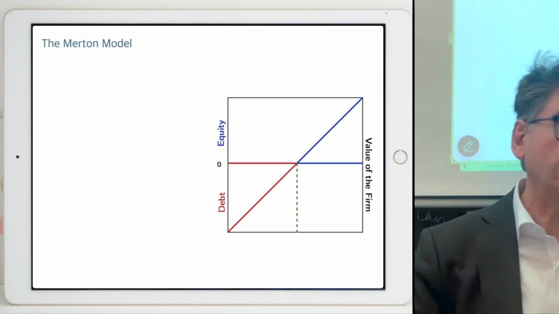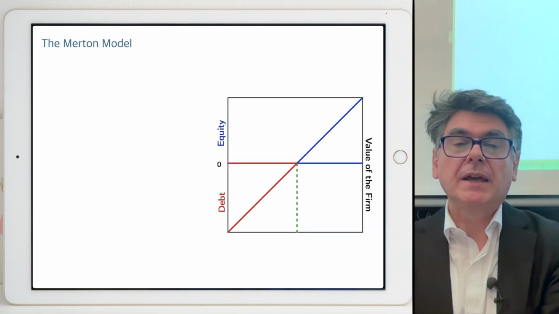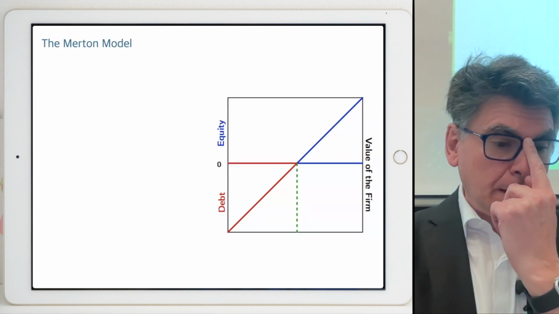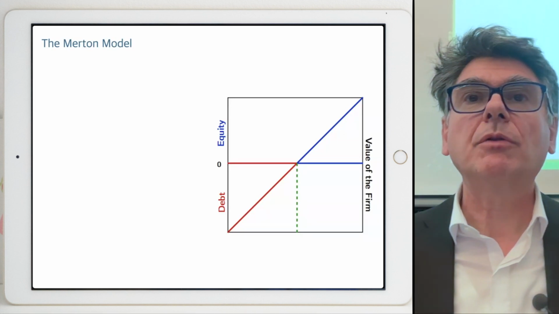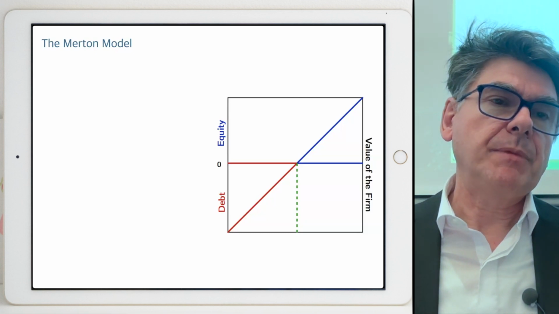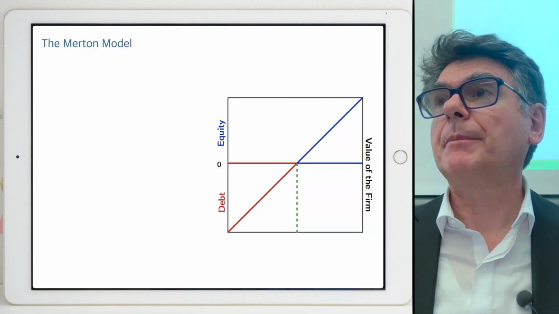Now, there's a different approach, and that's what I want to end with. The different approach is a theoretical approach, but very, very useful. It's a type of approach that was brought by Robert Merton.